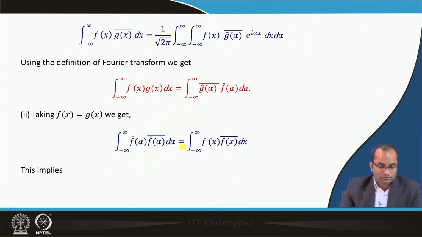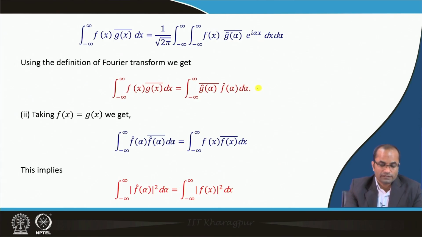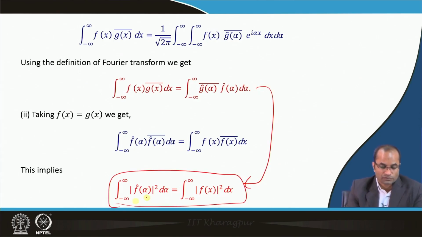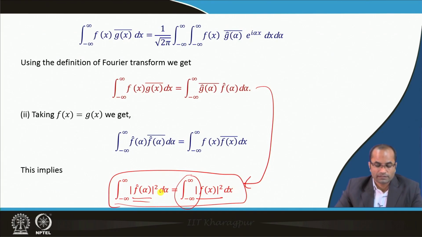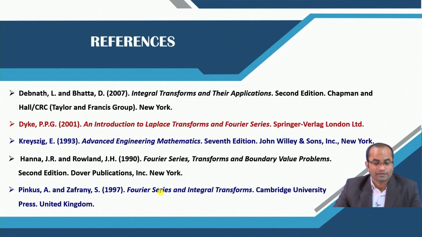So, this is a direct implication of the earlier result, for the same functions. We have that the integral of the absolute value squared of the Fourier transform of f is equal to the integral of the absolute value squared of f(x) from minus infinity to plus infinity. So, that was Parseval's identity for the Fourier transform.